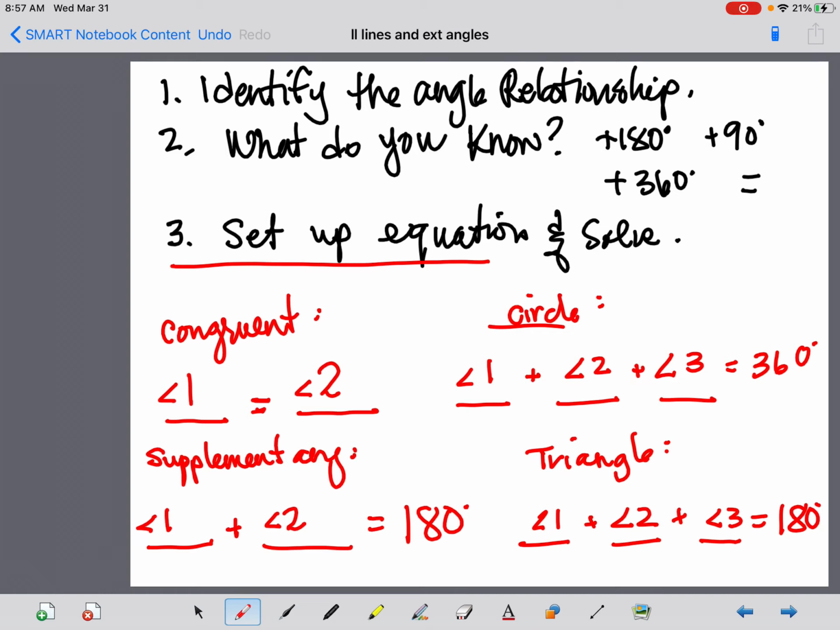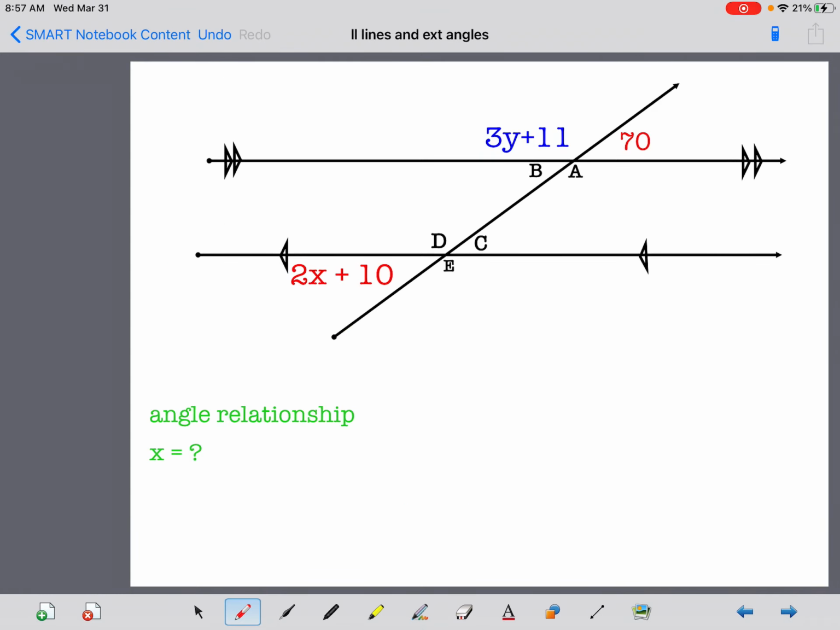The first thing I want to do here is split screen. Okay, so how am I going to use this to find the angle relationship?